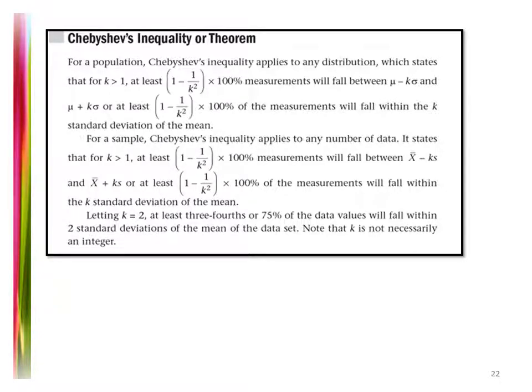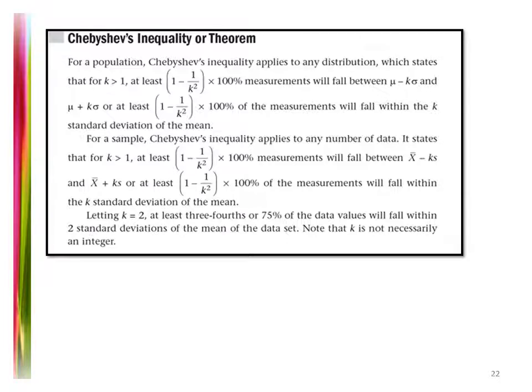Any distribution, maybe symmetric, negatively skewed, or positively skewed, whatever. It states that for k greater than 1, at least 1 minus 1 over k squared, times 100%, of the measurements will fall between mu minus k sigma and mu plus k sigma. Or otherwise, we can say at least 1 minus 1 over k squared, times 100%, of the measurements will fall within k standard deviations of the mean. So that is the population case.